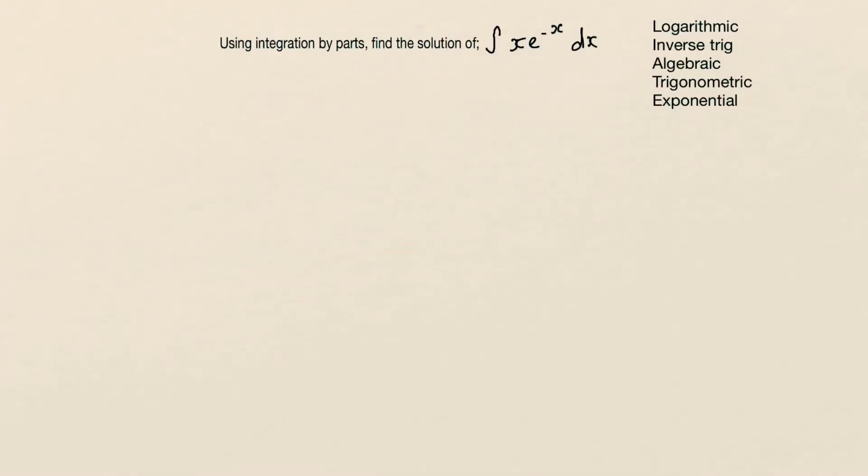Now on to a question. Using integration by parts, find the solution of the integral of x e to the negative x with respect to x. Looking at this, the first we've got is an algebraic function, which will be our x. So we're going to set u equals x, and dv by dx is going to be e to the negative x.